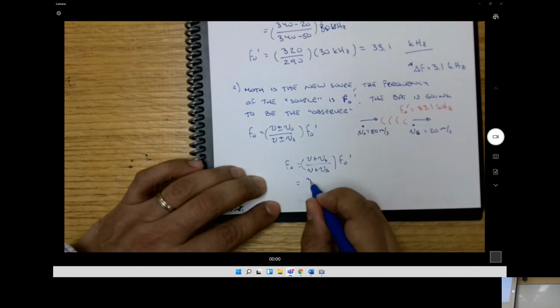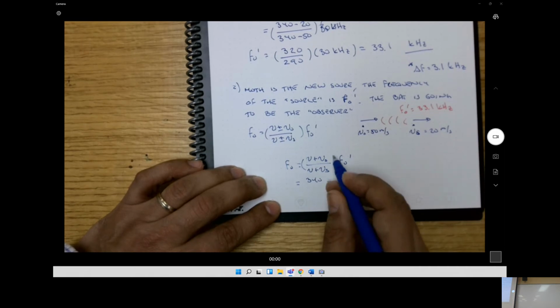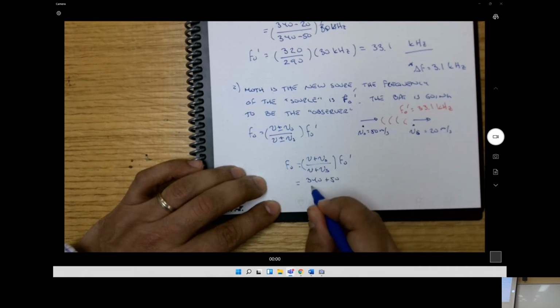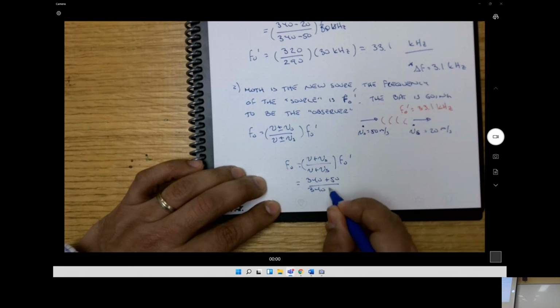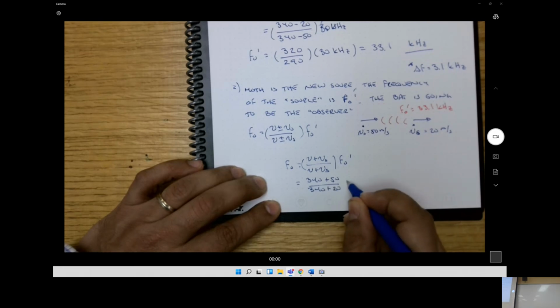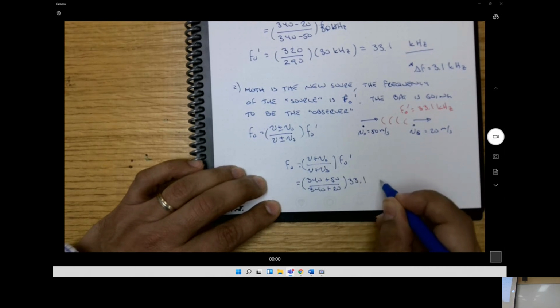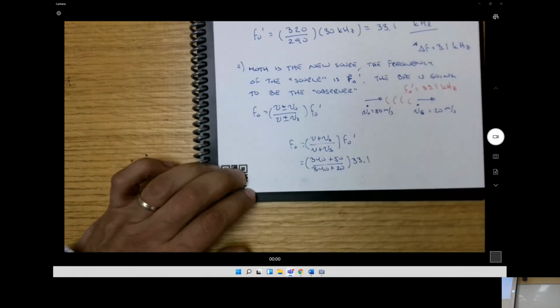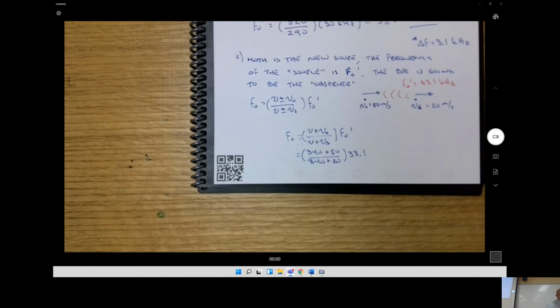So here I will have 340 plus 50, over 340 plus 20, times 33.1 kilohertz.